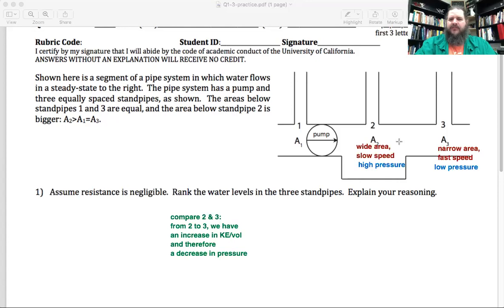So that suggests high pressure is going to mean the water rises up to a high level in the standpipe. Lower pressure means the water doesn't rise as high in the standpipe. Any questions on that so far?